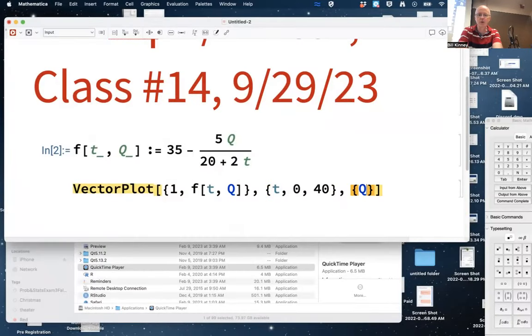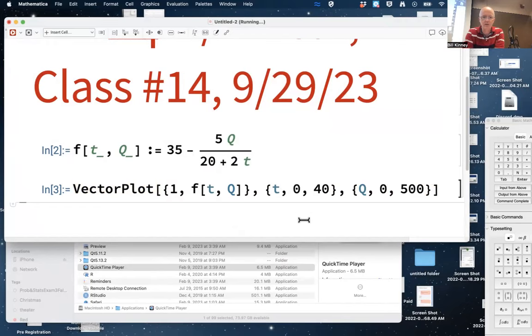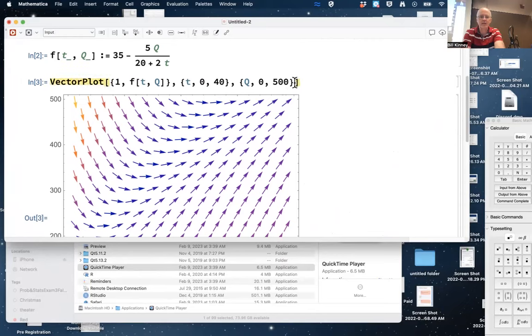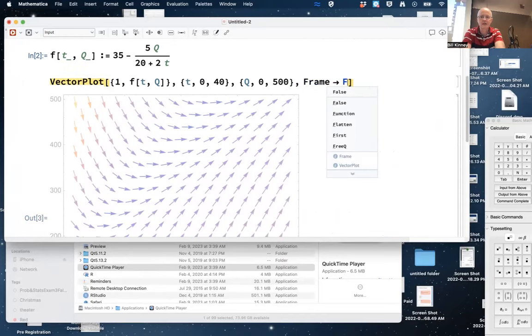And let q go from 0 to, if it were 5 grams per liter for the entire 100 liters, that'd be 500 grams. It won't go that high, but that'll give us a picture with the slope field with some arrows. I could try to get rid of the arrows, but I'm not going to bother. I'm going to get rid of the frame and add axes.